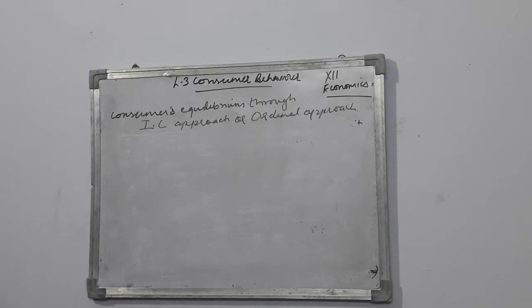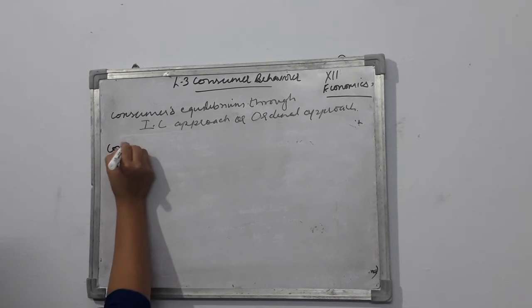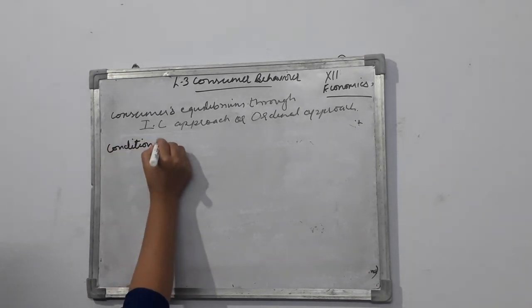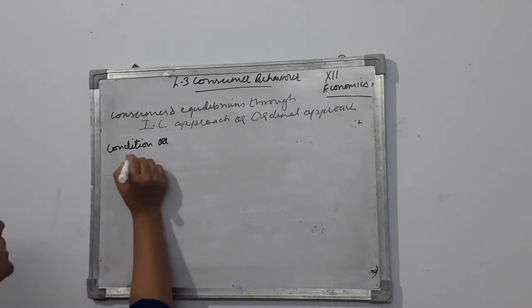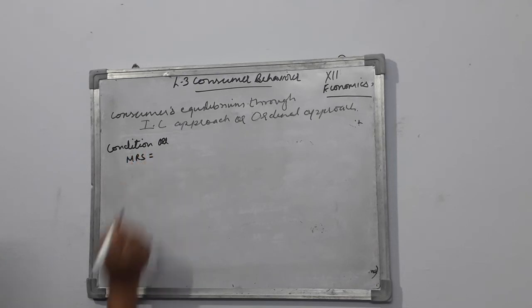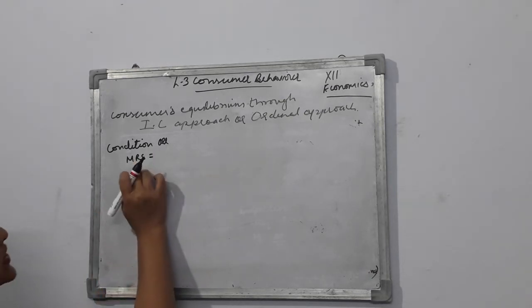Now the condition for equilibrium through IC approach is going to be, what are the conditions for consumers equilibrium? The conditions are marginal rate of substitution, MRS, right? This is marginal rate of substitution. You know what is MRS? That is the slope of budget line.